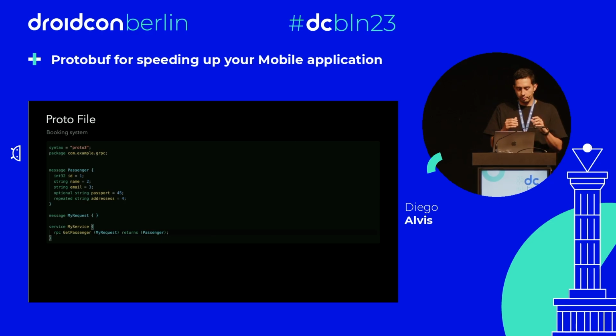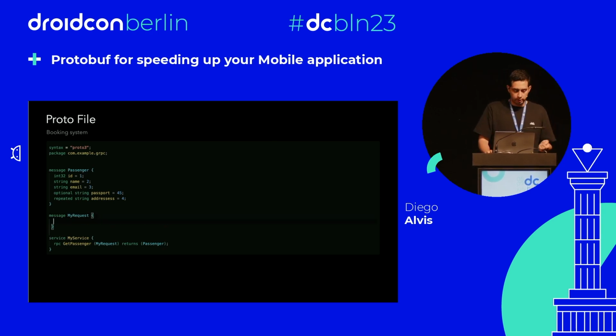Protobuf forces you to always put a request here, even if it's empty. You need to put something there. But in this example, I can put something, or I can just leave it empty. I can, let's say, use an integer and use the ID for this. But as I said, it's something completely optional.